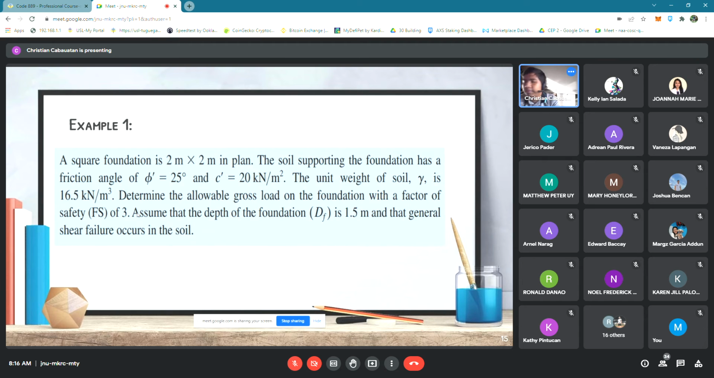Miss Flores, do you remember the formula? Sir? Do you remember the formula we discussed earlier? Sir, the general formula po? Yes po.